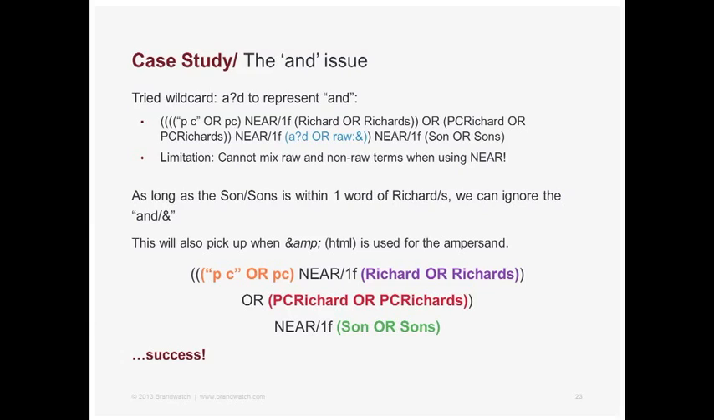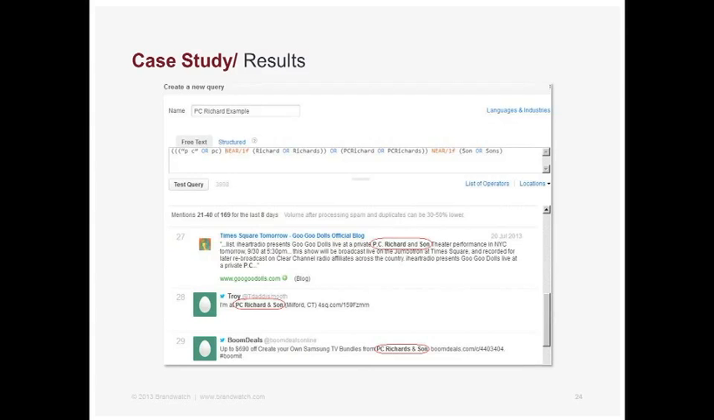So I ended up with a string that looks like this. In the orange is the PC or the PC with or without spaces, and that will include any periods in the abbreviation, or capital or lowercase. We want it near, within one word, followed by Richard or Richards, or PC Richard or PC Richards as one word without a space. So that's the first part of the query. And then we want that within one word of son or sons. And that was successful. It's a lot smaller than all of those, you know, ors one after the other. And it brings in a lot more variations.